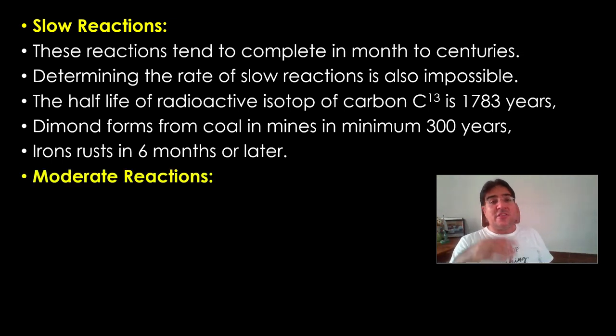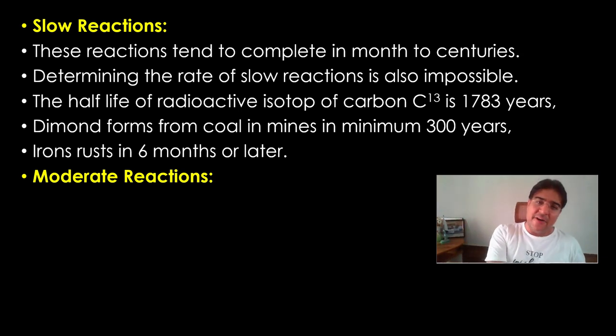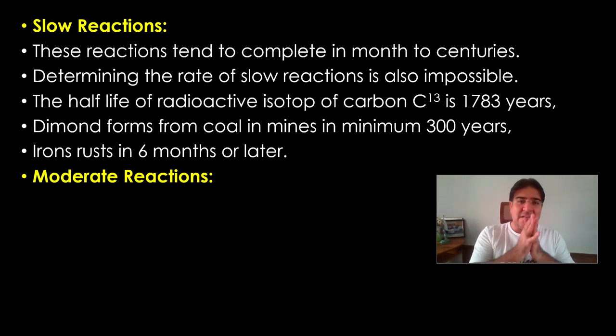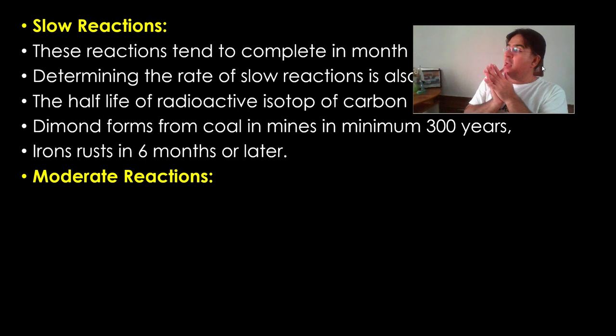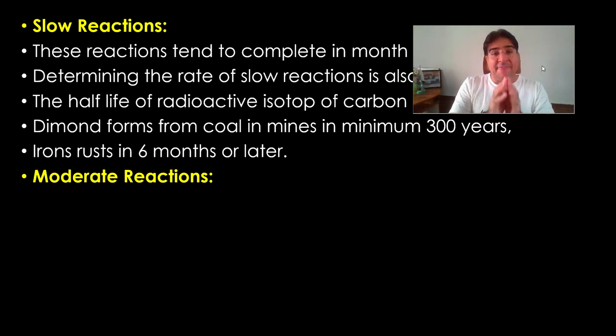Okay. Now the third type, which we are interested in, is the moderate reaction. Neither fast nor slow, controllable in the laboratory. These are the reactions whose rate we can easily determine, and we can play with it. Like we can use these reactions in the industry, and when we want, we can make them fast. When we want, we can make them slow. You can apply different factors to speed it up or slow it down. But that's only if the reaction has a rate which you can determine.